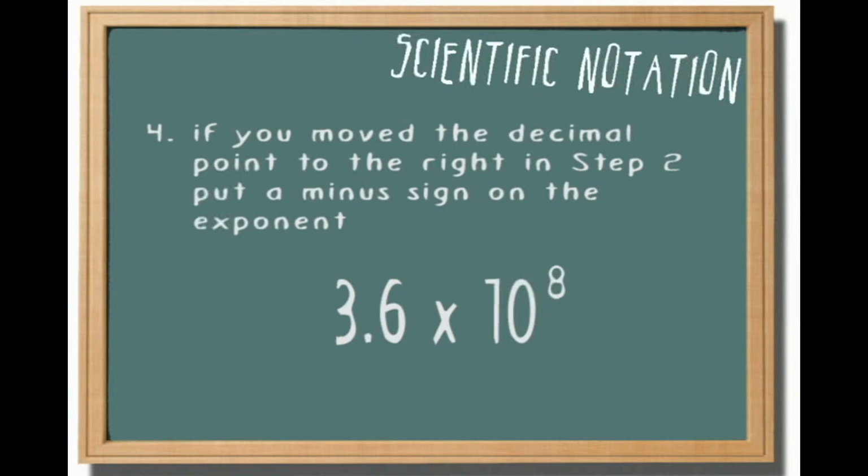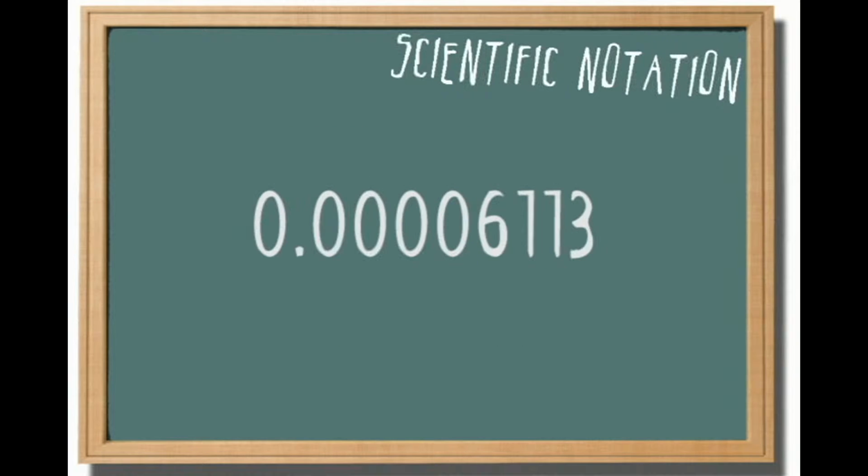Number 4. If you move the decimal point to the right in step 2, put a minus sign on the exponent. But we moved it to the left, so we don't have to take any action here. Therefore, 360 million in scientific notation is simply 3.6 times 10 to the 8th. Changing a decimal to scientific notation is basically the same thing. For example, let's say that we want to change this number to scientific notation.